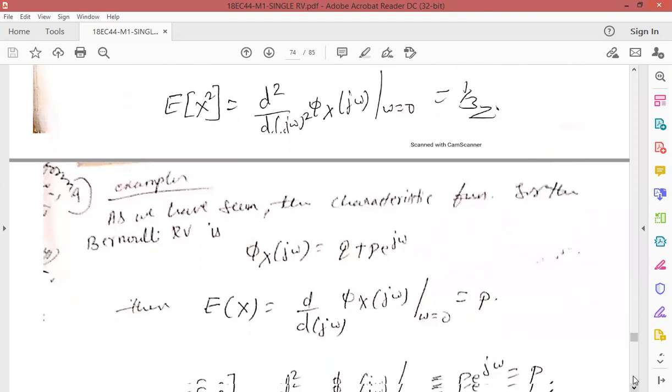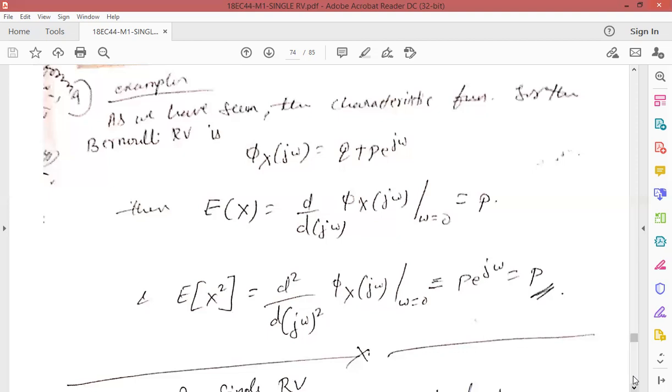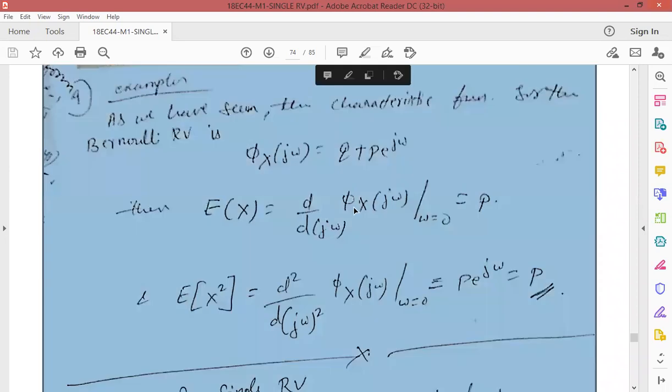And next we are going to take one more example, for the Bernoulli random variable. For the Bernoulli random variable, the characteristic function is given by q plus p e to the power j omega. So for this, similarly, you can apply the expectation of a random variable about its origin. So for the first order moment, expectation of x, which will give the mean value. So d by d j omega of phi x of j omega. So here you can see that.